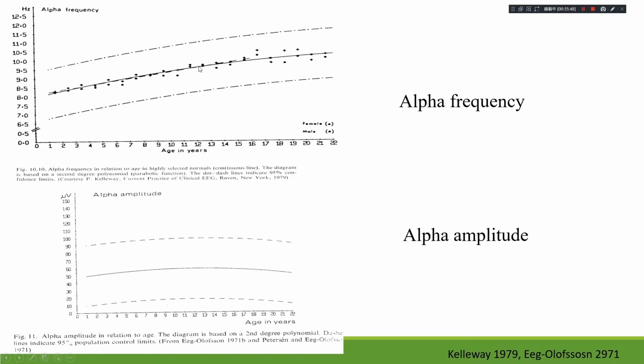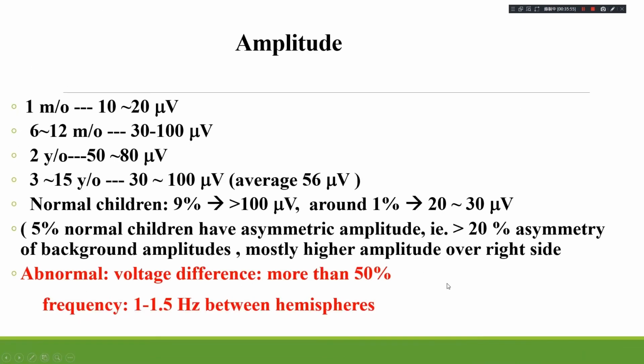As you can see in this table, the alpha frequency increases. The age-dependent change is that frequency increases as they grow up, and amplitude is also higher in children. When they are very young, like 1 month old, the amplitude is very low. A newborn baby, when awake, shows a low voltage irregular pattern. When they reach 6 to 12 months, the amplitude goes up to 30 to 100 microvolts, the 2-year-old is around 50 to 80 microvolts, and at 3 to 15 years old the amplitude increases to 30 to 100 microvolts.